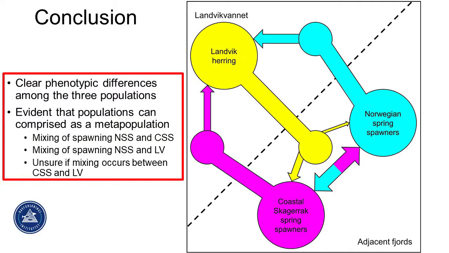The conclusion is that we have three populations which are phenotypically different, and those three populations can be comprised as meta-populations. We are quite sure that there's mixing between Landvik and Norwegian herring and the coastal herring. But we are not sure if there's really mixing between Landvik herring and the coastal herring.